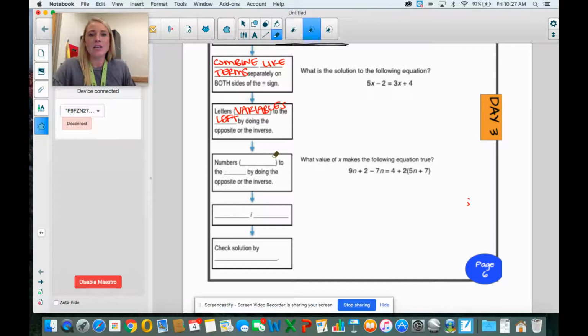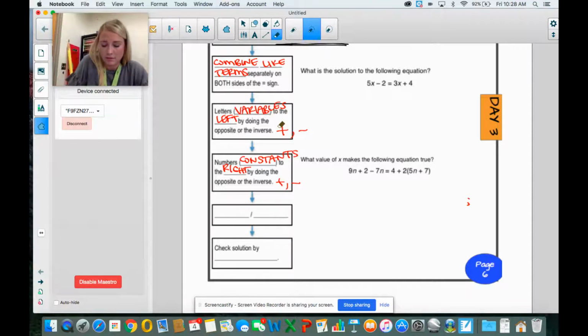All right. So we talked about letters to the left. We do that by doing the inverse, which is adding or subtracting. Those are opposite each other. The opposite of addition is subtraction. The opposite of subtraction is addition. So hang on to that. The next step would be to do numbers or constants to the right, again by doing the inverse or the opposite. So think add or subtract. So we went letters to the left, numbers to the right.